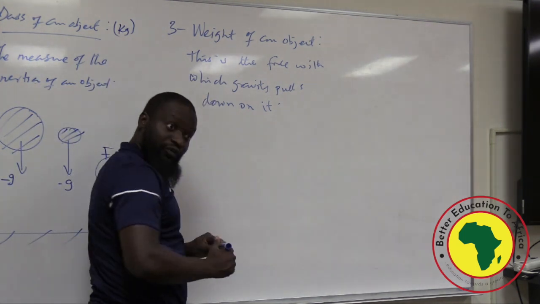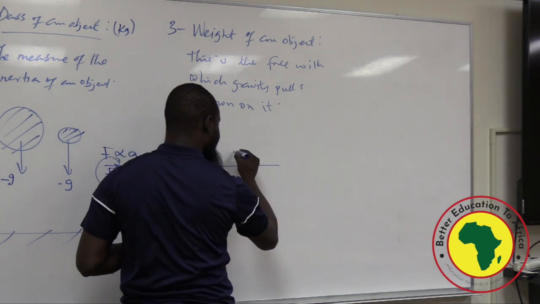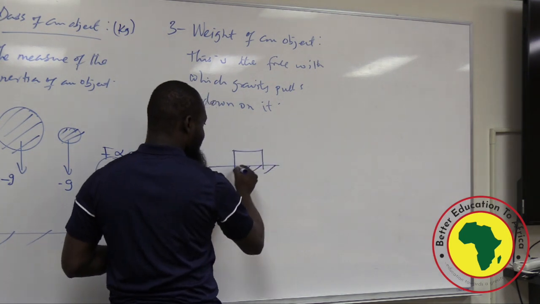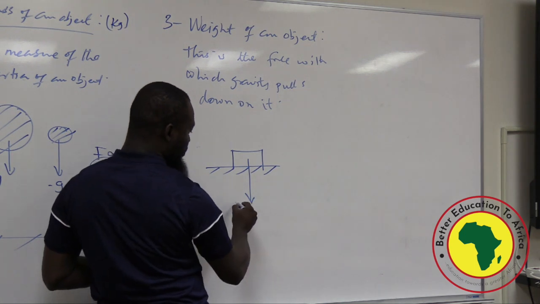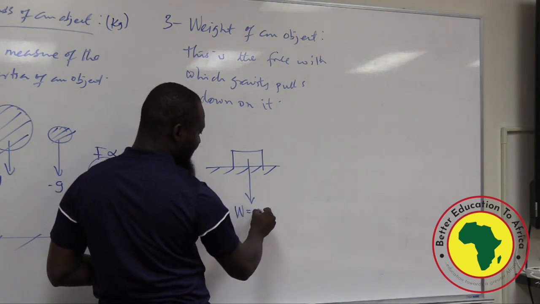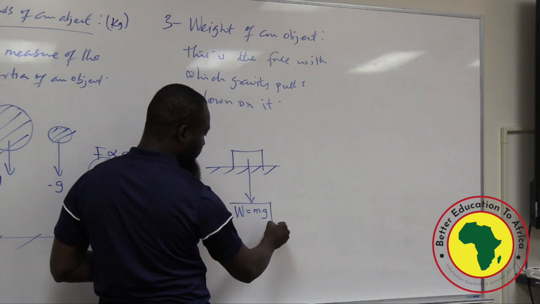I'm introducing these forces so that, if I have an object here, the weight is always in a direction downward to the center of the earth. So we said the weight W is mass times acceleration due to gravity g.